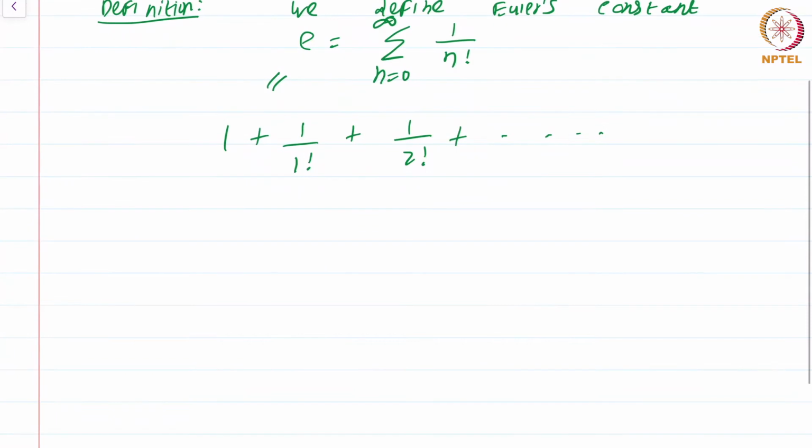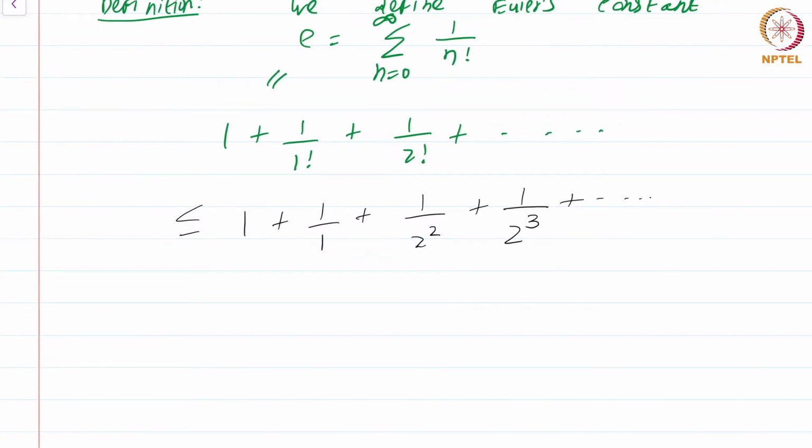Before we even begin any analysis of this number e, we must first show that this infinite series converges. That's rather easy, because once you have written it as 1 plus 1 by 1 factorial plus 1 by 2 factorial, you can just write it as less than or equal to 1 plus 1 by 1 plus 1 by 2 squared plus 1 by 2 power 3 plus dot dot dot. The right hand side is a geometric series that certainly converges.